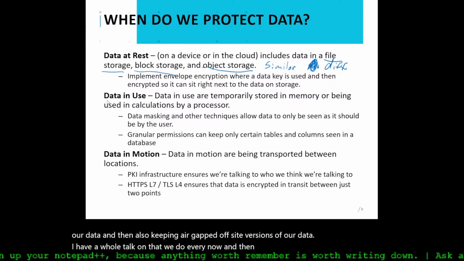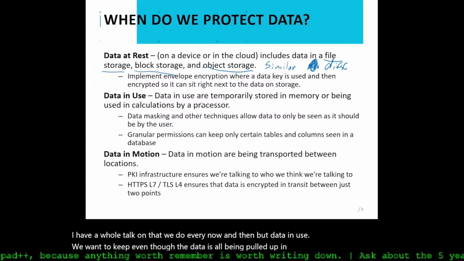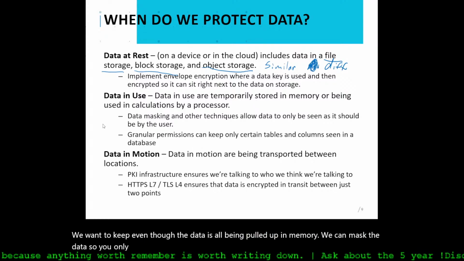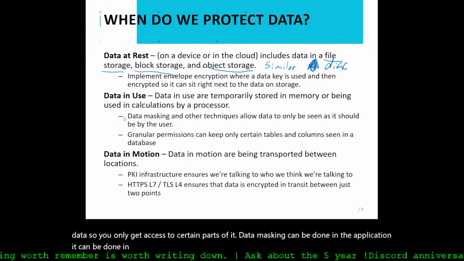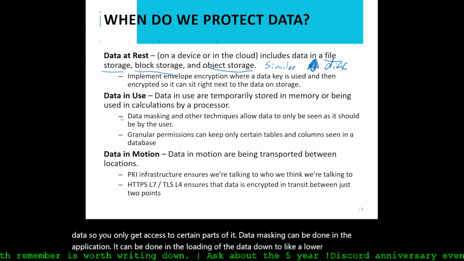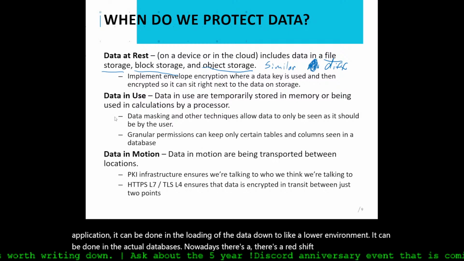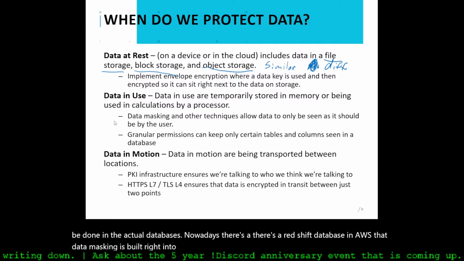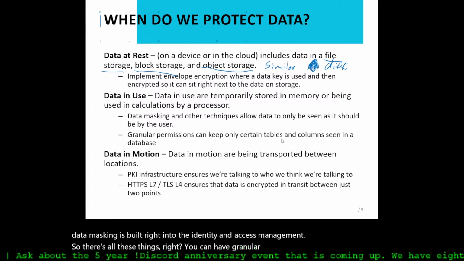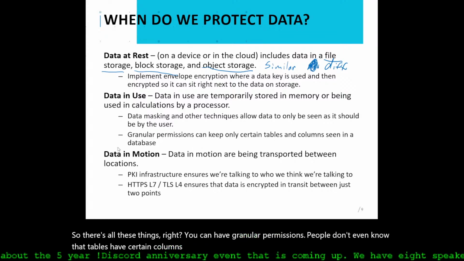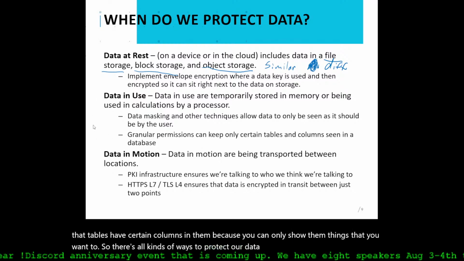But with data in use, even though the data's all being pulled up in memory, we can mask the data so you only get access to certain parts of it. Data masking can be done in the application. It can be done in the loading of the data down to a lower environment. It can be done in the actual databases nowadays. There's a Redshift database in AWS that has data masking built right into the identity and access management. So there's all these things, right? You can have granular permissions. People don't even know that tables have certain columns in them because you can only show them things that you want to. So there's all kinds of ways to protect our data in use. There's all kinds of different techniques for that.